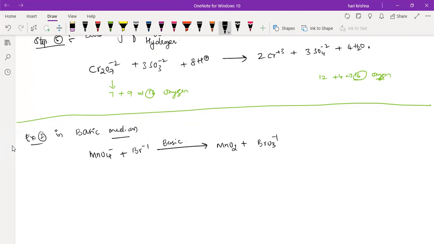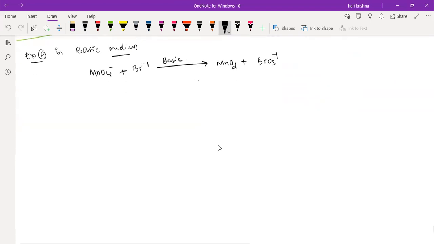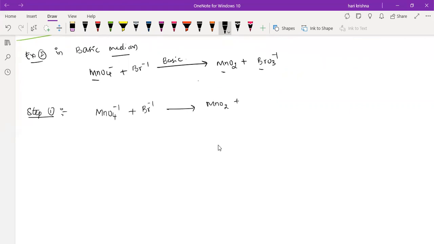Now tell me what is the step number 1? Already I have written the step number 1 only. So step number 1 is same again. But you tell me the calculation of the oxidation state of Mn in MnO4 minus and MnO2, and Br here. What are the oxidation states of these three underlined elements? Find out and tell me.